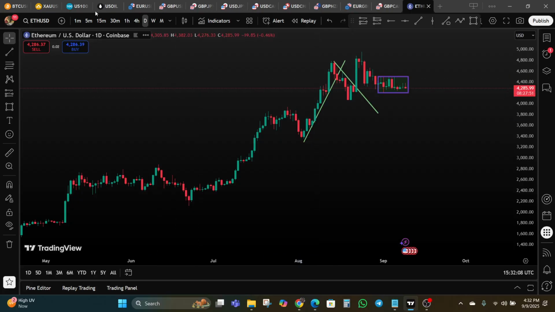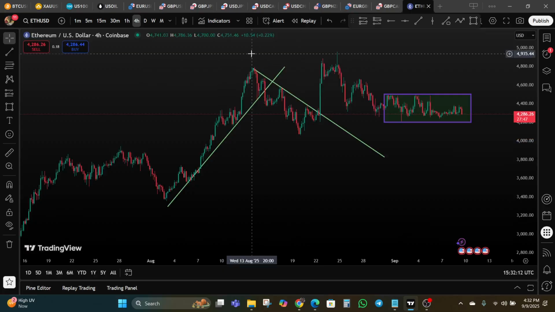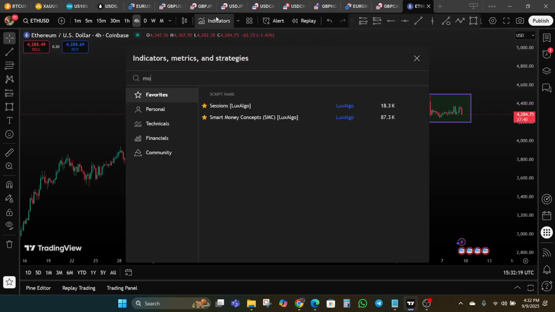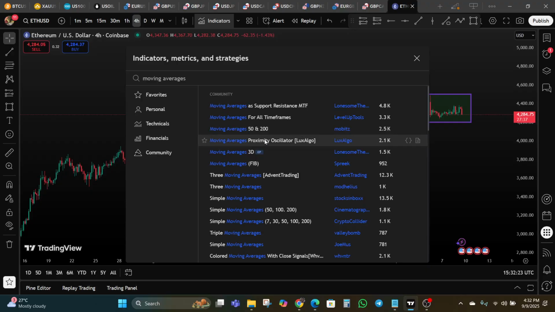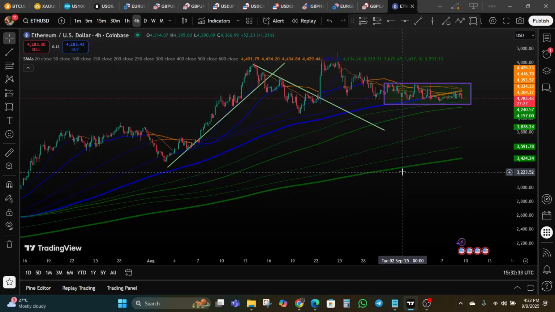I recommend that you always use trend lines, just like you see me did here, or you can even use simple moving averages to confirm the direction of the trend.